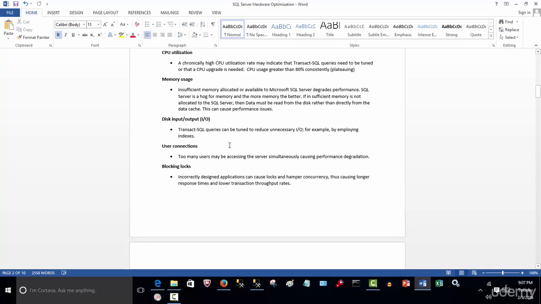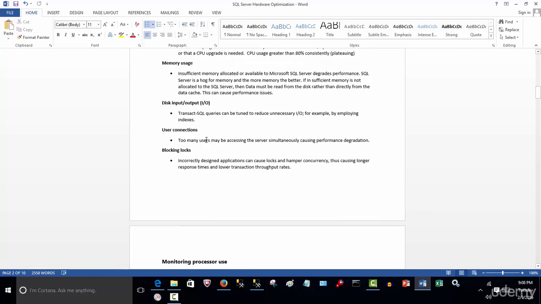Disk input output. Transactional queries can be tuned to reduce input output. Again, as we have said many times, by employing indexes. Look at the concept of indexing and certainly deploy that so you can reduce this.